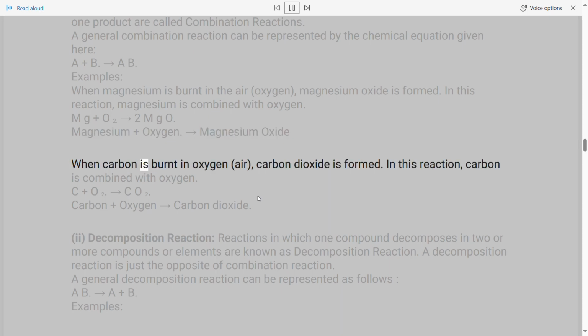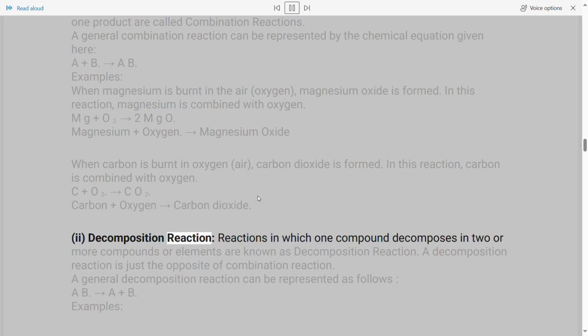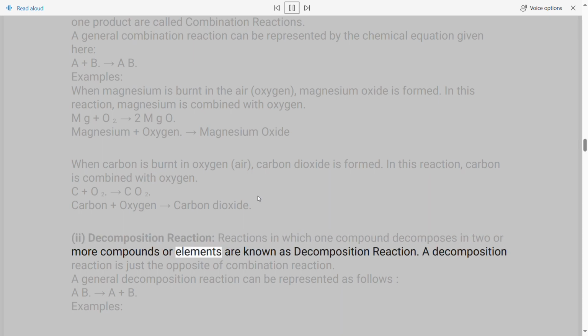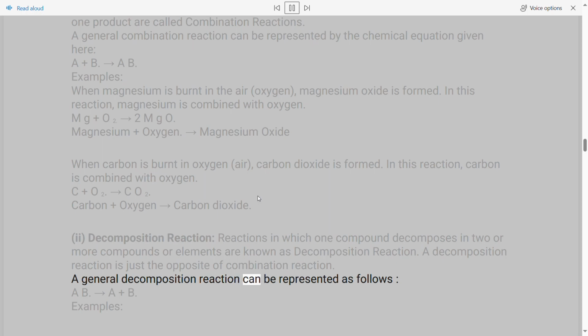When carbon is burnt in oxygen, air, carbon dioxide is formed. In this reaction, carbon is combined with oxygen. C + O2 → CO2. Carbon plus oxygen gives carbon dioxide. 2. Decomposition reaction. Reactions in which one compound decomposes into two or more compounds or elements are known as decomposition reactions. A decomposition reaction is just the opposite of a combination reaction. A general decomposition reaction can be represented as follows: AB → A + B.